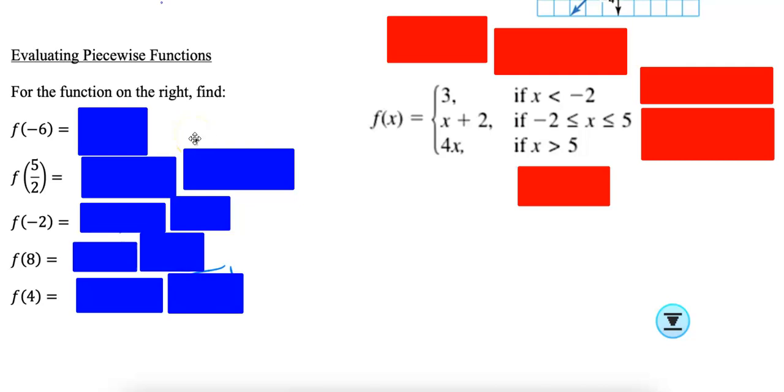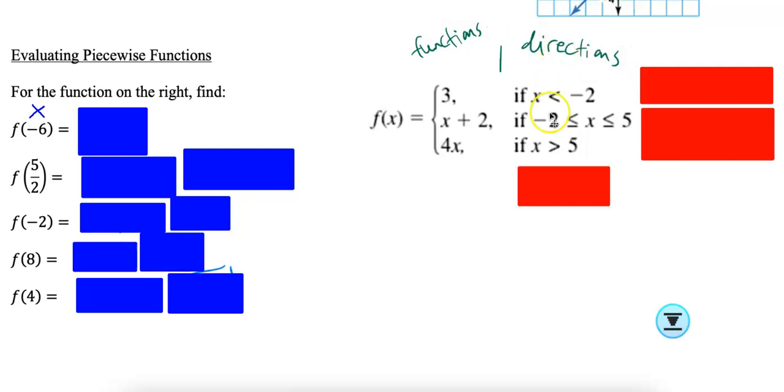So we're going to start off with evaluating. For the functions on the right, find the following. So I have f of negative 6, f of 5 over 2, etc. If you remember, f of x, the number in parentheses is the x value. So what this is saying is your x value is negative 6. So I'm going to come over here to my functions. The left side are your functions and the right side are your directions. So you have to figure out this negative 6 number, which direction does it apply to first?